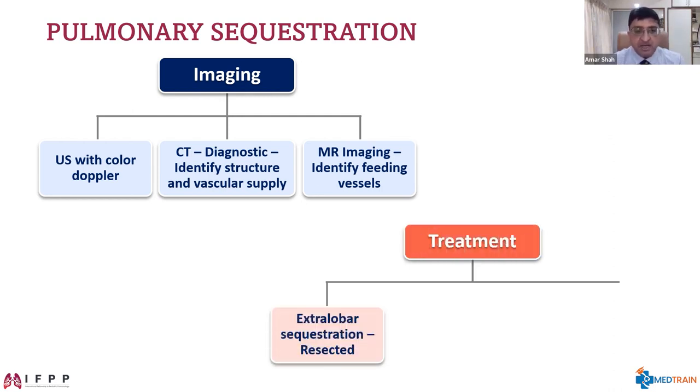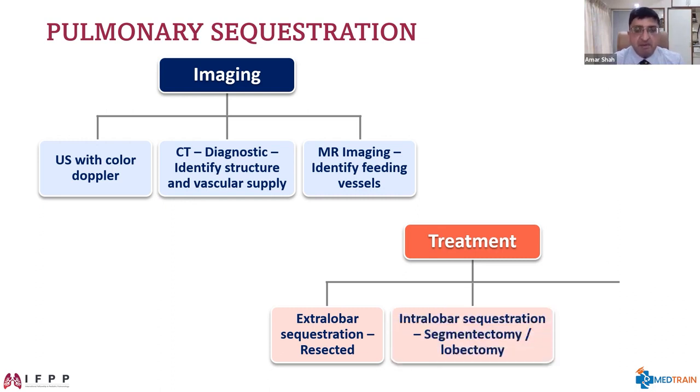Extralobar sequestration can be easily resected in an isolated segment. However, intralobar sequestrations may require a segmentectomy or a lobectomy. Sometimes embolization of the feeding vessels has also been done as a treatment modality for pulmonary sequestration.